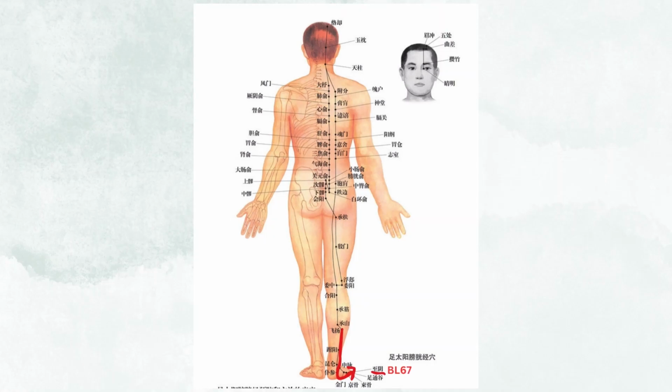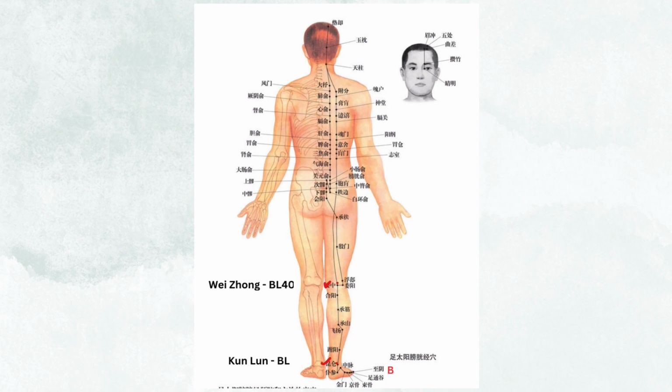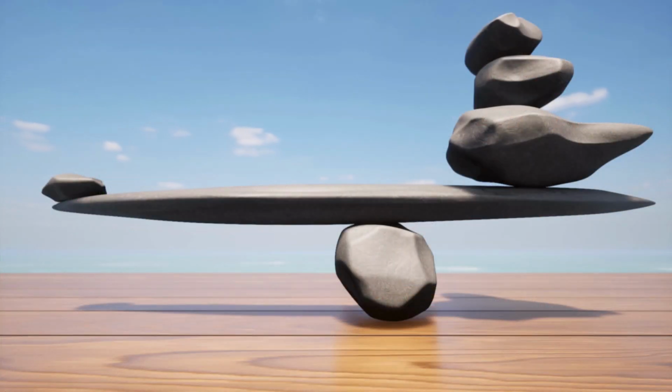There are a total of 67 acupoints along this channel. Considering Nina's constitution, I selected specific points called Kunlun and Weizhong to alleviate her low back pain. It's similar to the principle of leverage, where a lever can amplify an input force to provide a greater output.